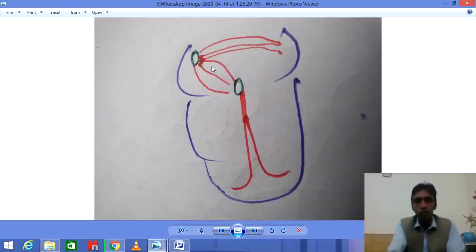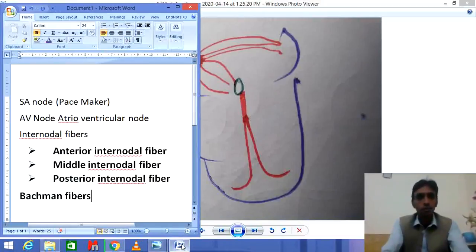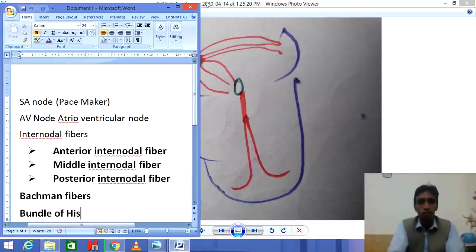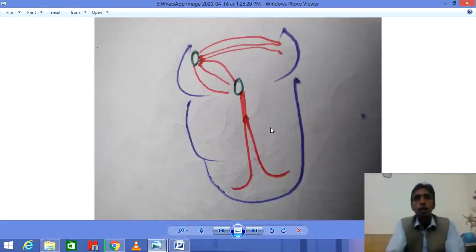These are internodal fibers. These are Bachmann fibers. And from this area to this area, this is called the bundle of His. His was the name of the scientist it is derived from. Now you can see from the bundle of His, the left bundle branch and the right bundle branch arise. This is the left bundle branch and this is the right bundle branch. From this area to this area is the left bundle branch. From this area to this area is the right bundle branch.